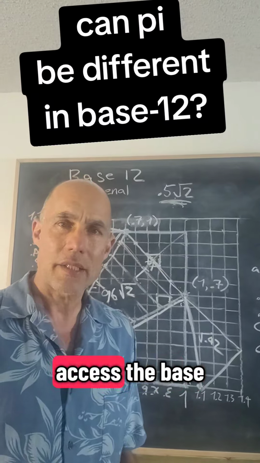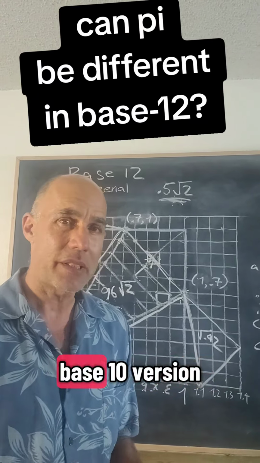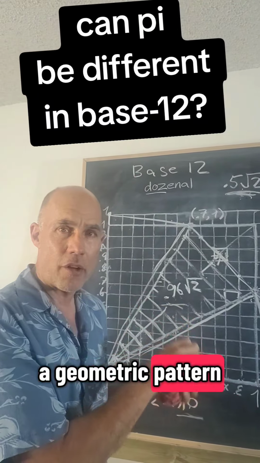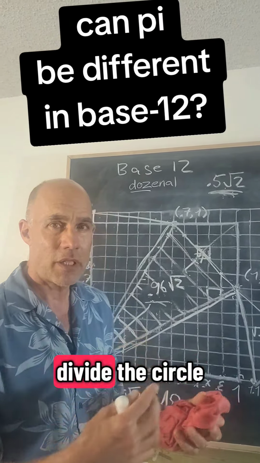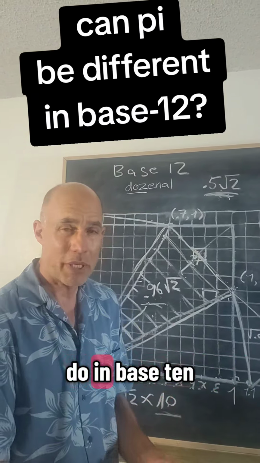Keep showing you how to access the base 12 version of pi using Dozenal geometry, and that it's different from the base 10 version that we're familiar with. So we're creating a geometric pattern on the base 12 Cartesian plane that's going to enable us to divide the circle perfectly into 360 degrees, and that's something that we can't do in base 10.